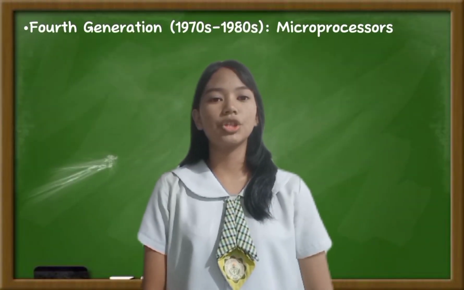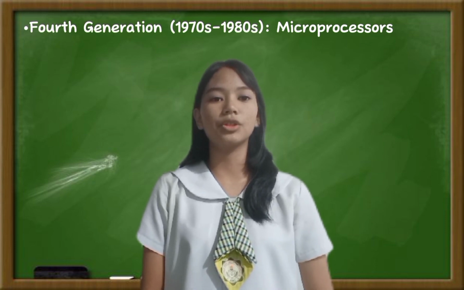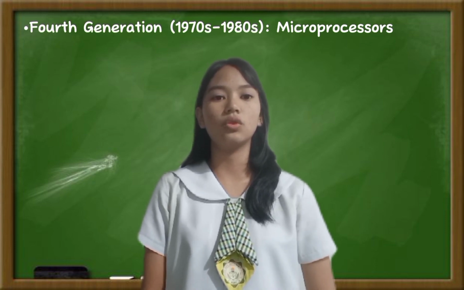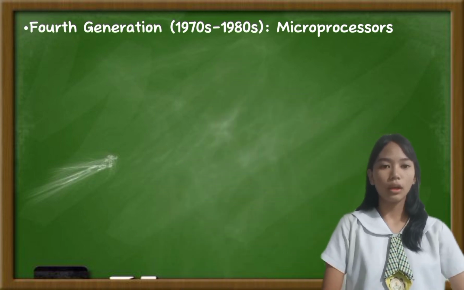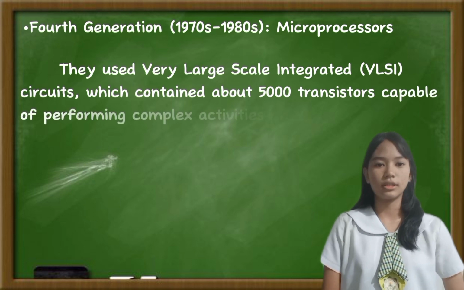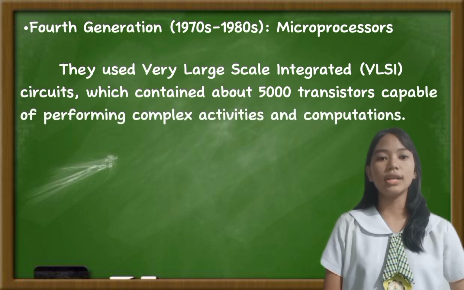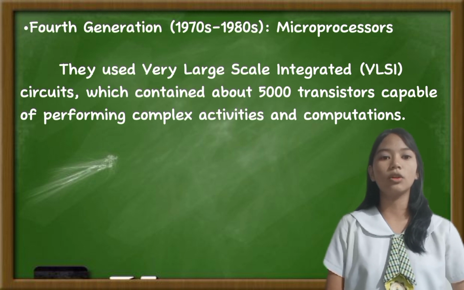The fourth generation computers were developed in 1972 after the third generation, and used microprocessors. They used very large-scale integrated circuits, which contain about 5,000 transistors capable of performing complex activities and computations.